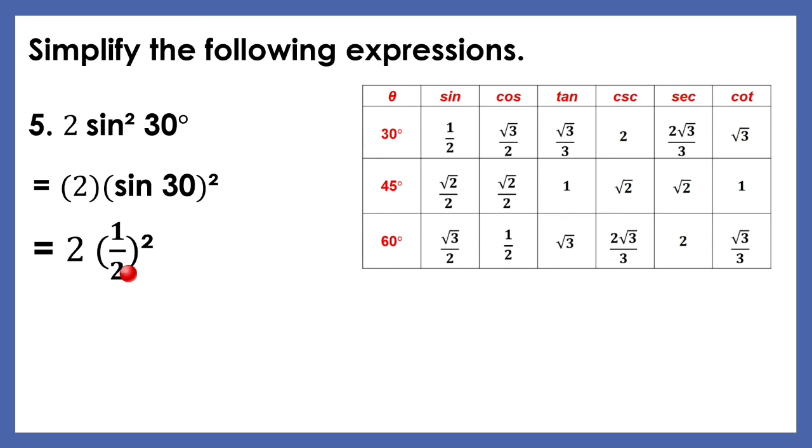So, i-square muna natin yung 1/2. 1/2 times 1/2 is 1/4. 2 times 1/4. So, 2 times 1/4 is 2 over 4. Simplify natin. 2 over 4 or that is 1/2. Okay, so ganun mag-simplify ng expression or mag-determine ng exact value ng expression.